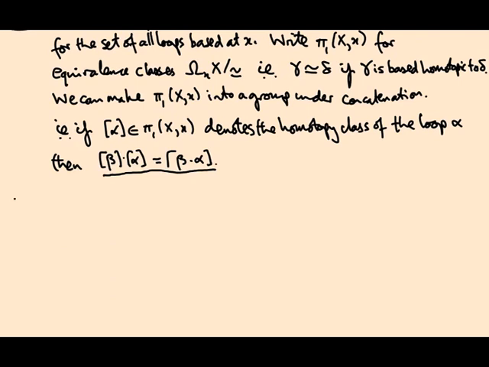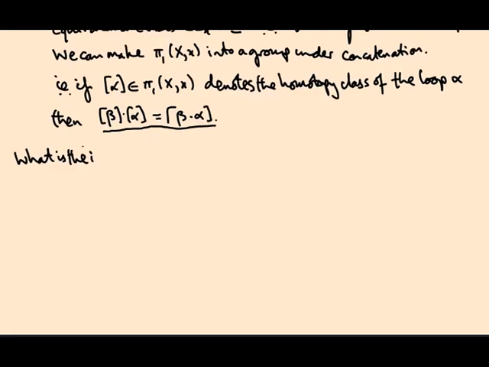So, what is the identity in the fundamental group? What loop could I concatenate with to change nothing? Well, what about the constant loop?